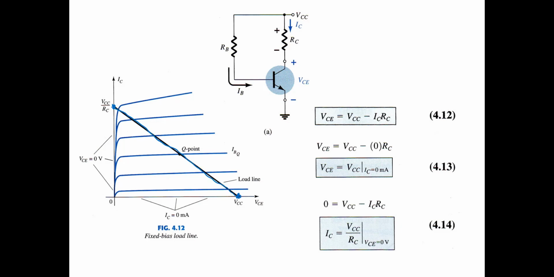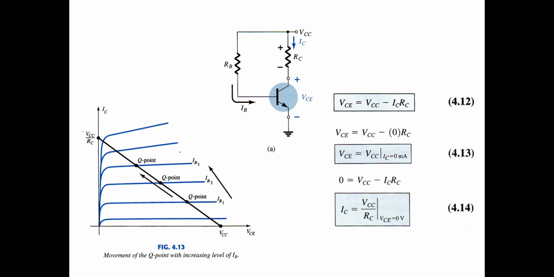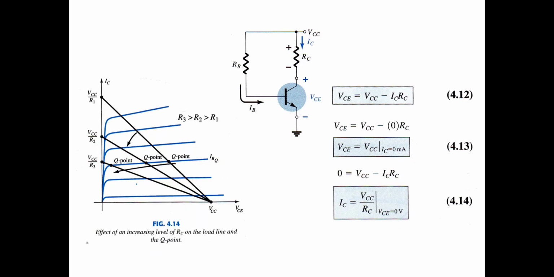So we can determine the key point here. This is the IBQ. Okay. The key point can move if we use different currents here. So if we have IB1, IB2 and IB3, the key point can move from 1 here to 3 here. Okay. And also we can change the VCC.